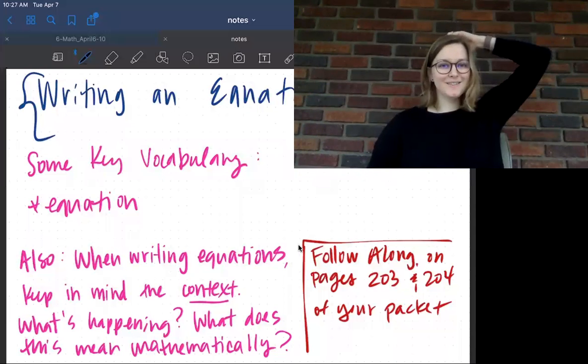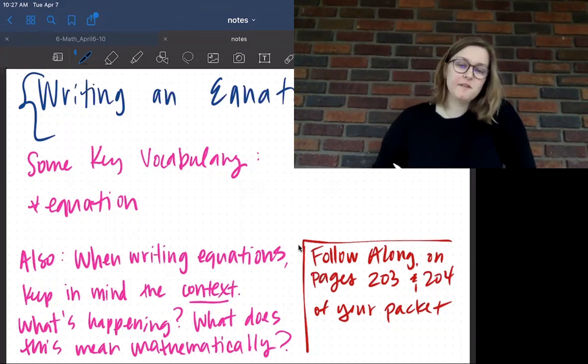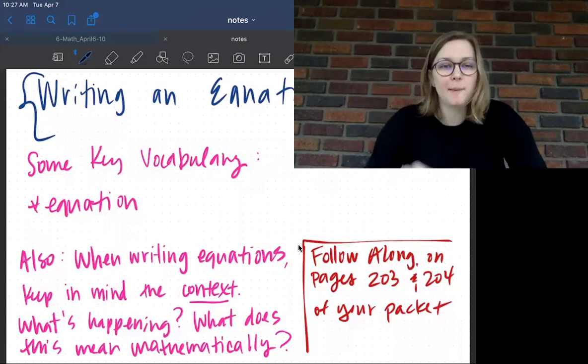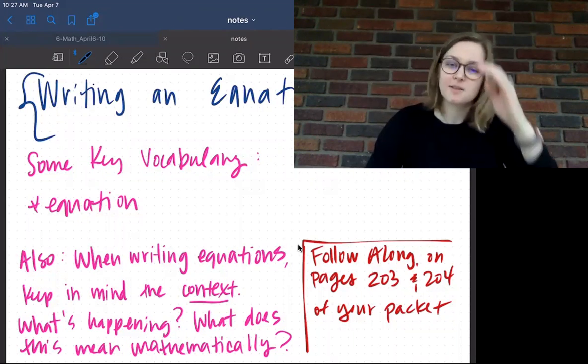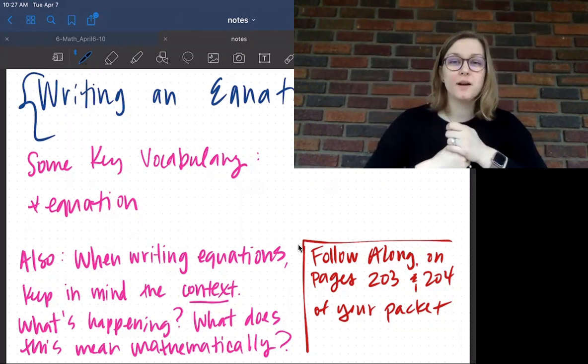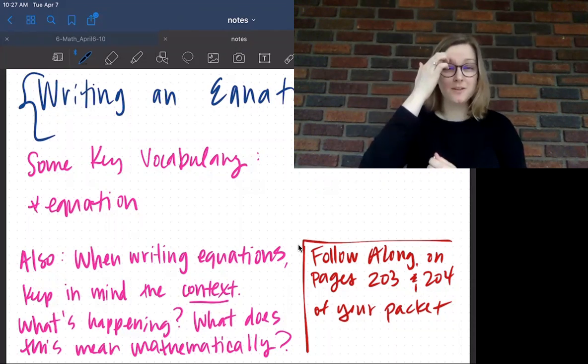Okay. Hey, so we are going to be talking about writing an equation. This is something that we've already done, and you can follow along on pages 203 and 204. I'm not going to go through every single question on pages 203 and 204, but more the concept of what they're asking you to do. Some of this you're going to have to use a little bit of your brain power to figure out on your own, and I believe you can do it.